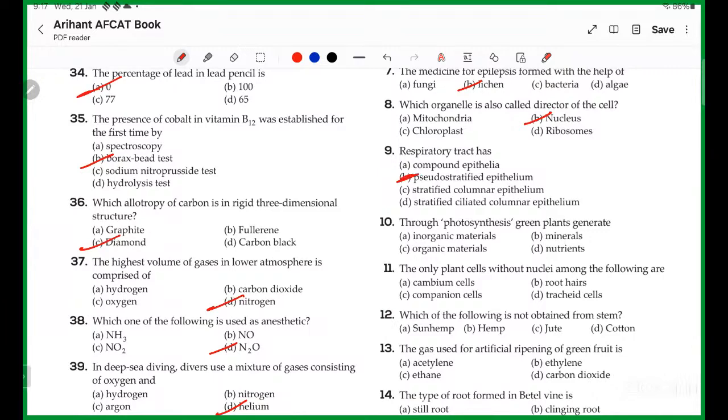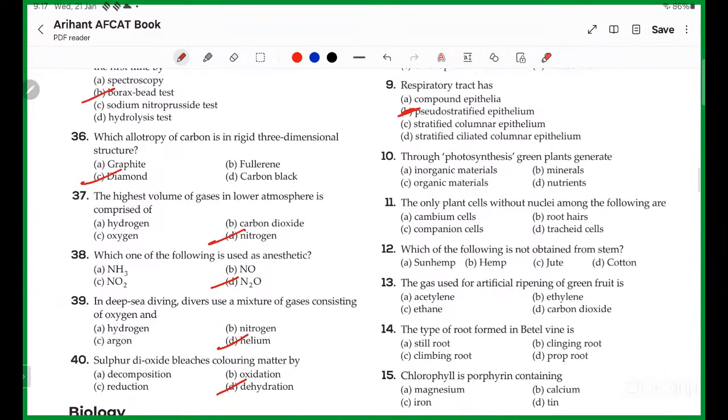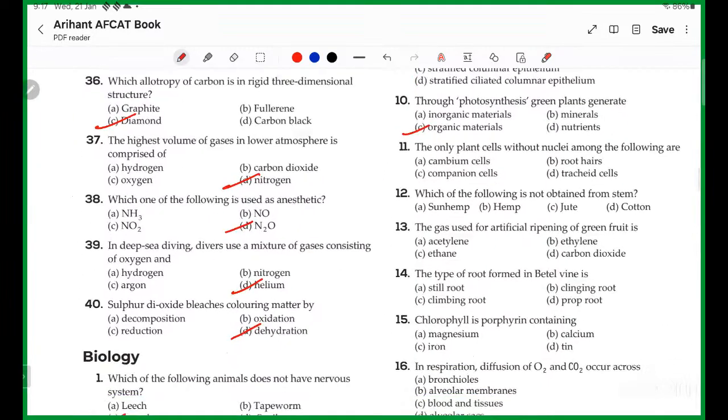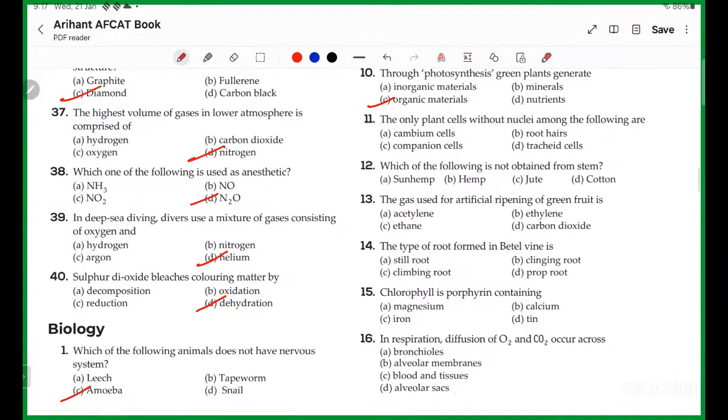Through photosynthesis, green plants generate organic materials. The only plant cells without nuclei among the following are cambium cells. Which of the following is not obtained from stem? Cotton. The gas used for artificial ripening of fruits is ethylene.